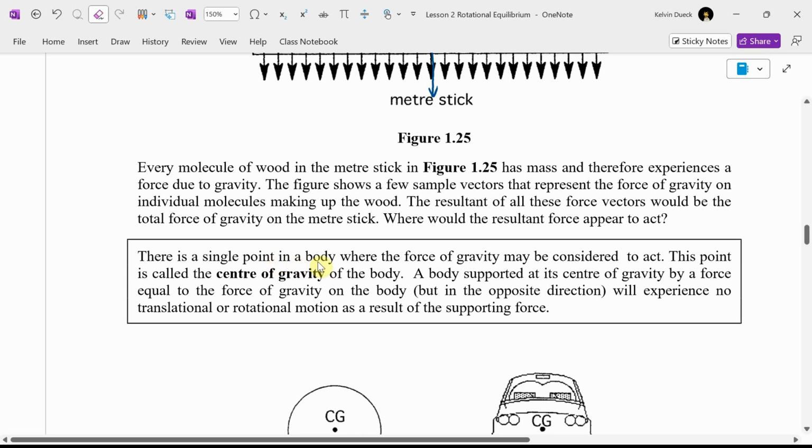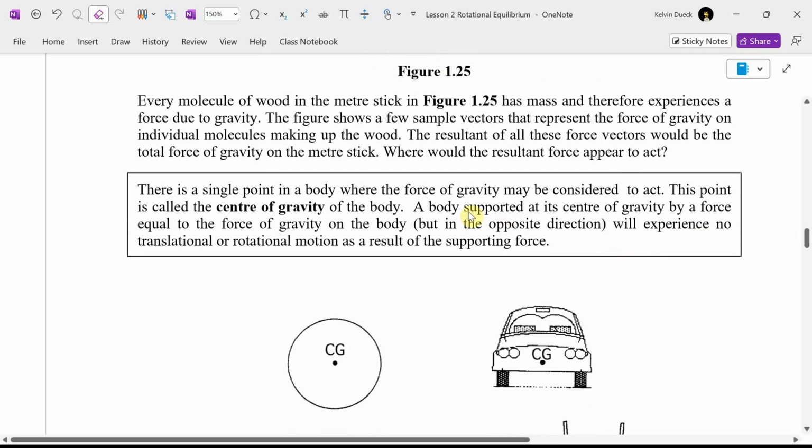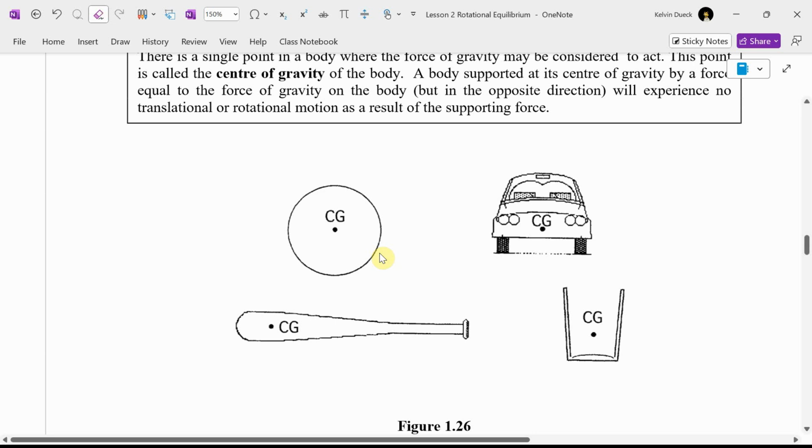So there is a single point in a body where the force of gravity might be considered to act mathematically. If you replaced all of the mass with a single point, that's where it would be. This point is called the center of gravity. A body supported at its center of gravity by a force equal to the force of gravity on the body will experience no translational or rotational motion. We'll talk about that.